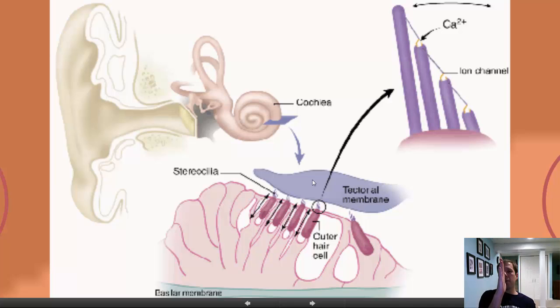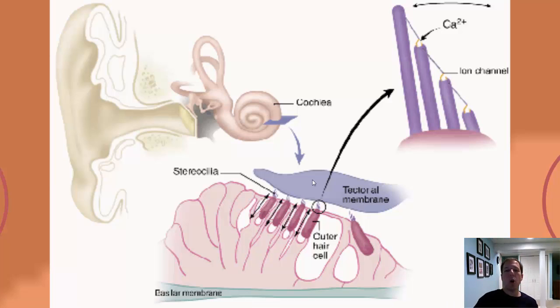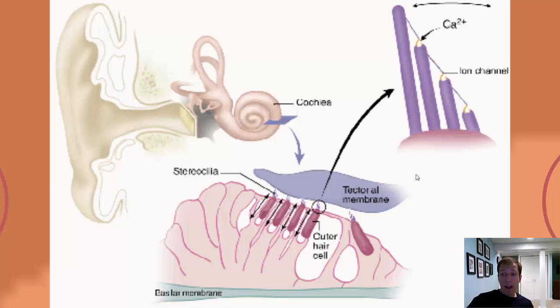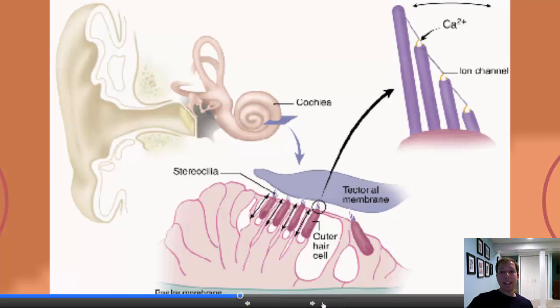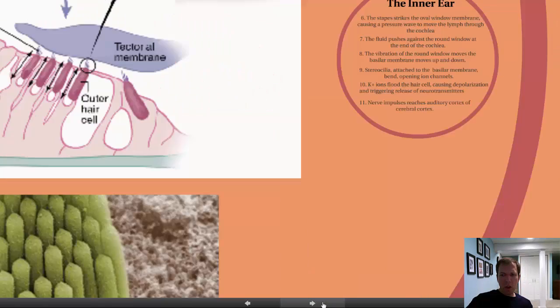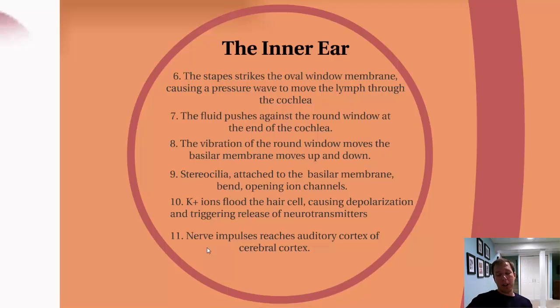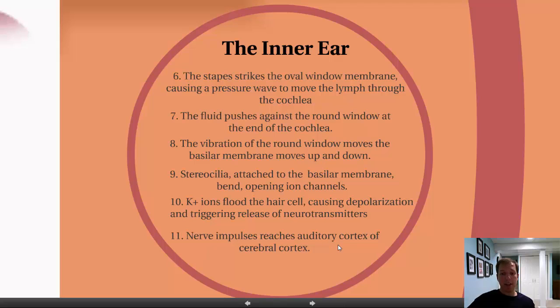Instead of sticking straight up, they're actually going to tilt over from one side to the other. Once they tilt over, those ion channels are going to open up, and that's going to cause a depolarization within. The depolarization is going to trigger the release of neurotransmitters, and the hair cells are going to be connected to neurons, which are going to be connected ultimately to the auditory nerve that's going to send that to the auditory cortex within the cerebrum.